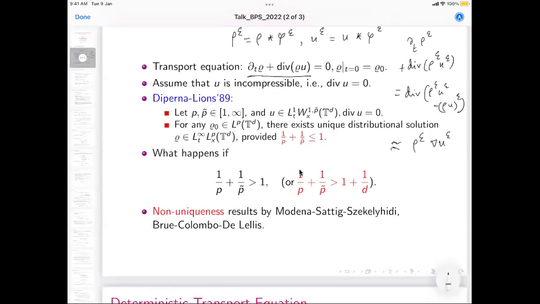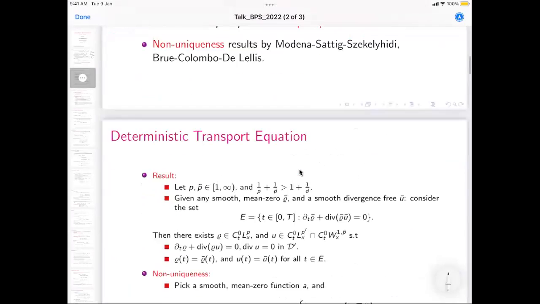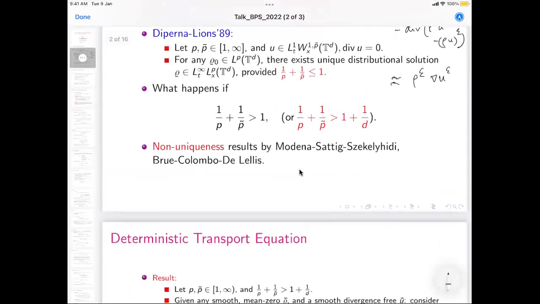Okay. So now, yes, please. D is the dimension. So this is open. That's what I said. In general, this problem is open. We don't know, but we can say something in this region.